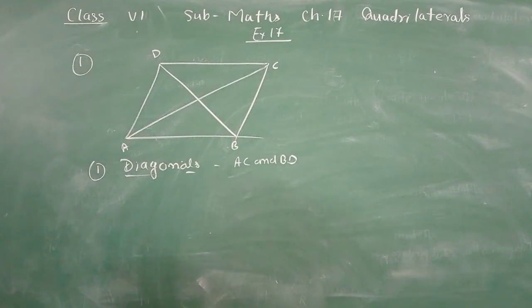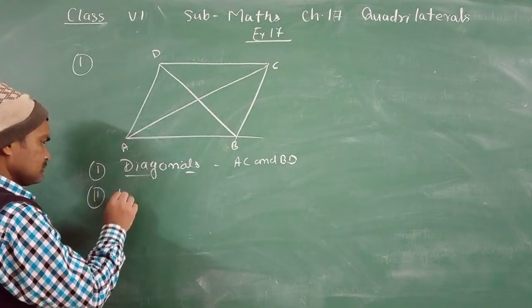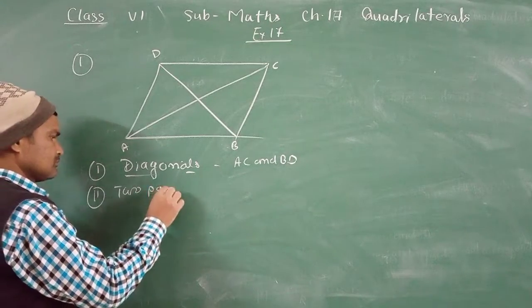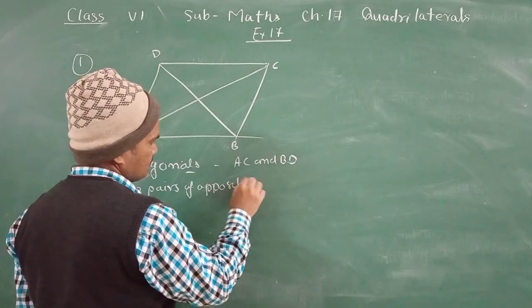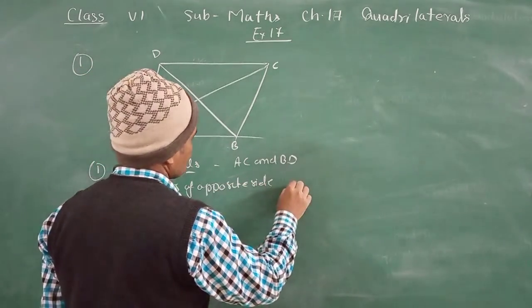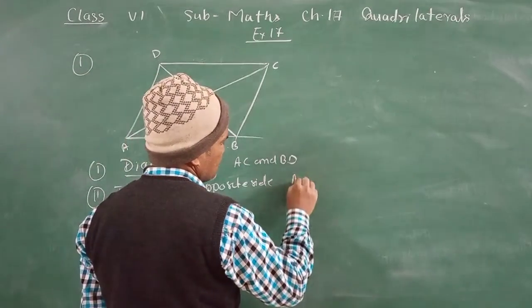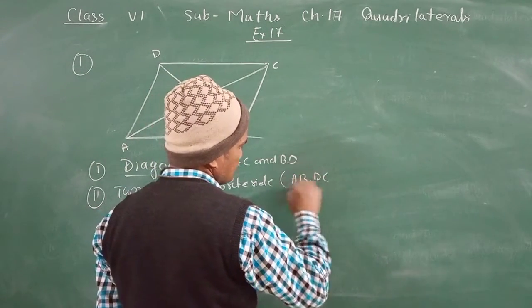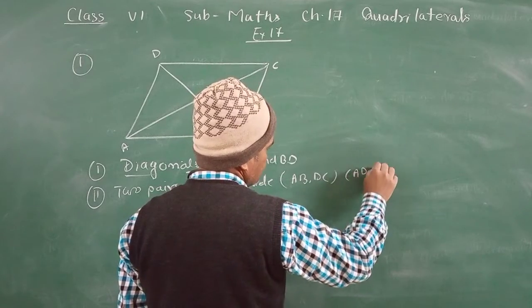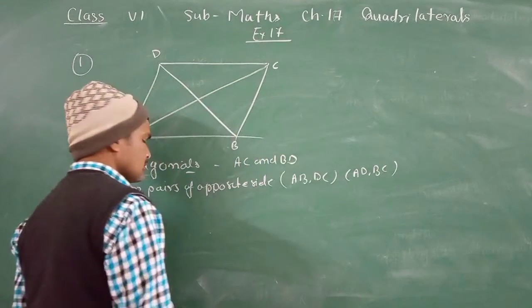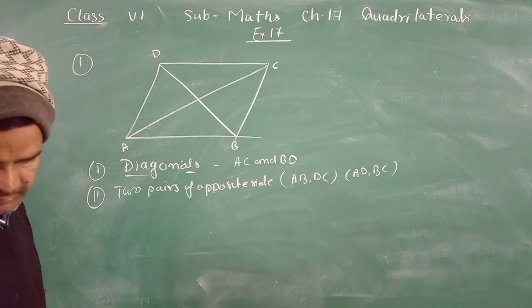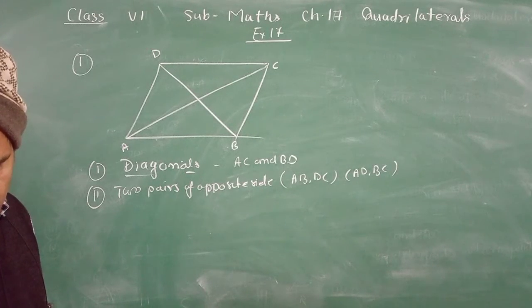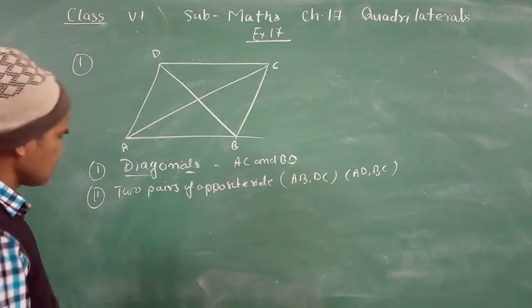Two pair of opposite sides, that is ABDC. Adjacent sides. Third, two pair of opposite angle.